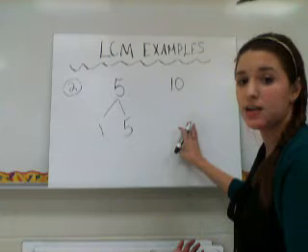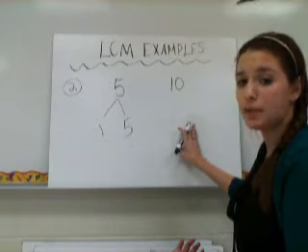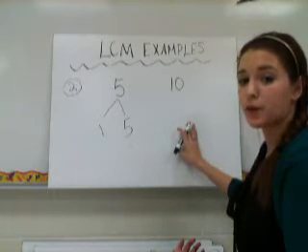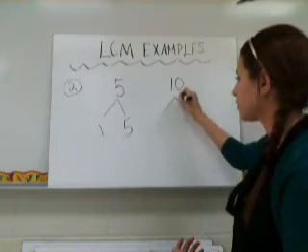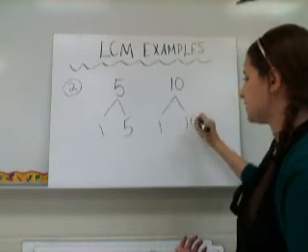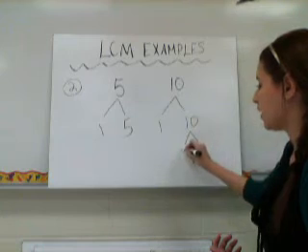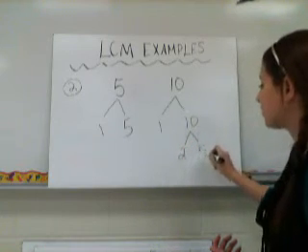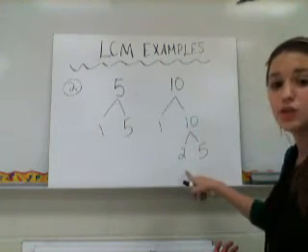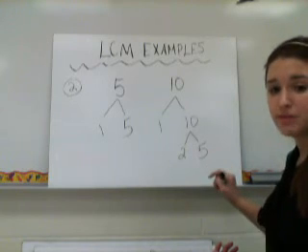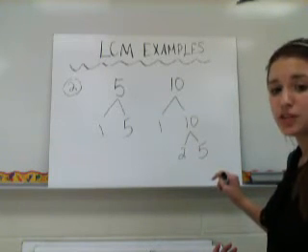Let's go to 10. 10 is not a prime number. There are other numbers that go into 10. 1 times 10 is 10, and 2 times 5 is also 10. 2 is a prime number, and 5 is a prime number, so I know I'm finished.